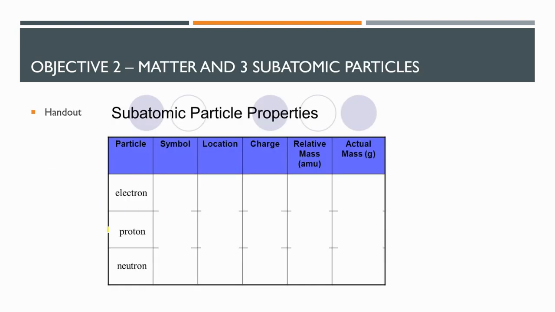And then in your handouts, you have a chart that looks like this. And this is actually what one of your essays could be about, your subatomic particles and their characteristics. We've already talked about the symbols. Remember that electrons are negative, so E and a negative symbol. Protons are positive, so P and a positive symbol, and neutrons are neutral. The electrons are in the cloud, and the other two particles are found in the nucleus. Electrons are negative, protons positive, neutrons are neutral. They don't have a charge at all.